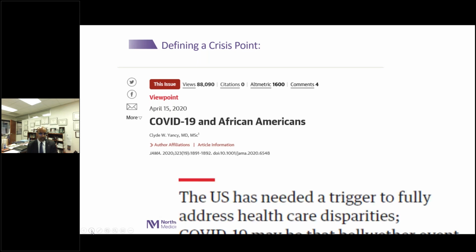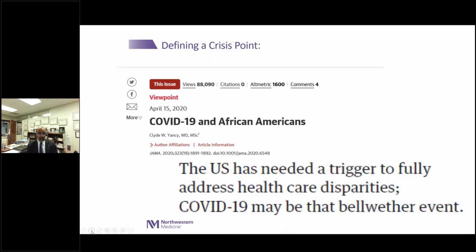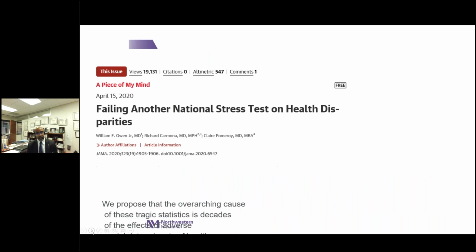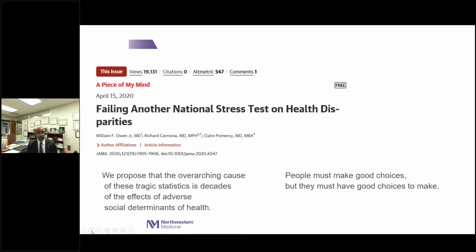There are a number of statements that I and others put into the literature, but we basically argued that COVID-19 really has been that bellwether event that triggers the need for us to fully and comprehensively address healthcare disparities. If we go forward yet again, we'll see an important set of statements put forward in the literature by William Owen, who argued that, yes, it is true, people must make good choices, but they must have good choices to make, making the point that it is the presence of adverse social determinants of health that so jeopardizes individuals.